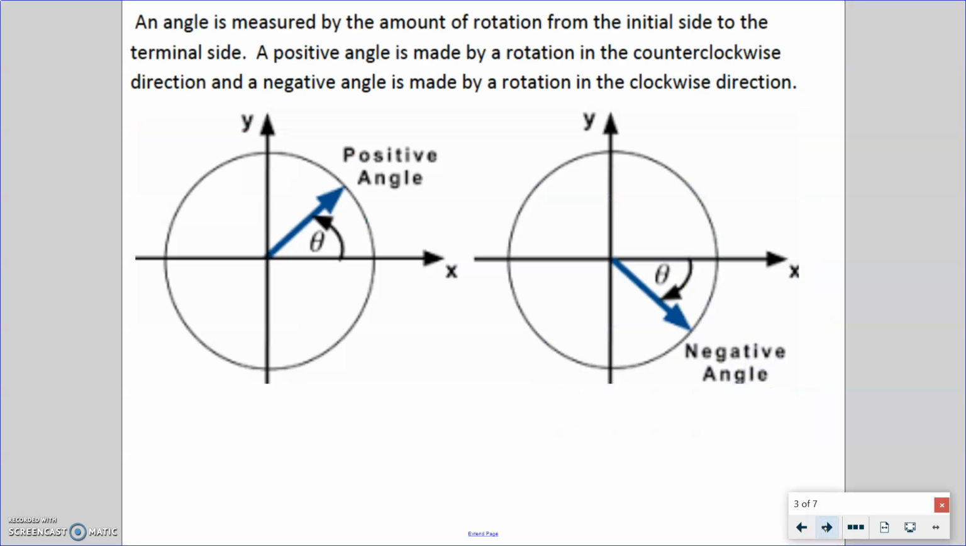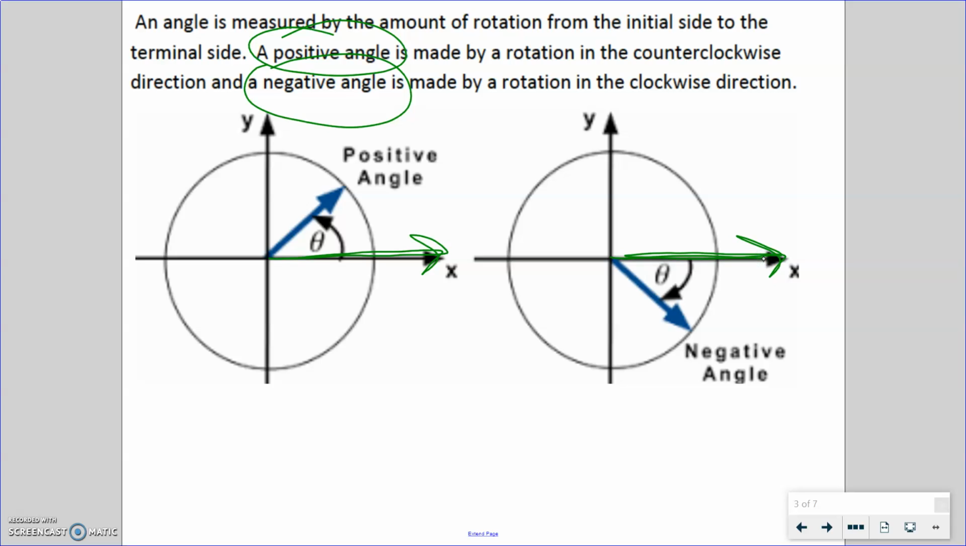An angle measure is measured by the amount of rotation from the initial side to the terminal side. So here's the part that's a little bit different. A positive angle is made by rotating counterclockwise. So right here's that initial side. And notice how it's rotating counterclockwise, and that's how it's a positive angle. Versus a negative angle starts with that same exact initial side, but notice how it's rotating clockwise.